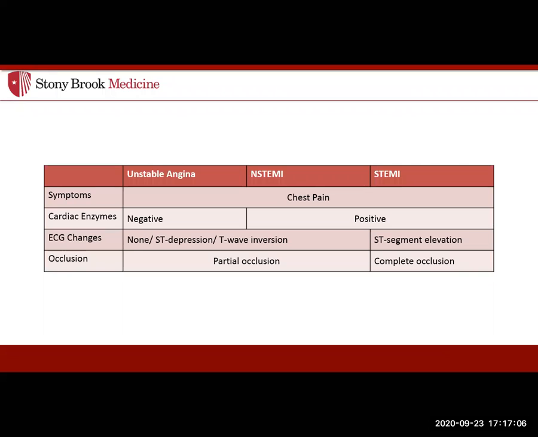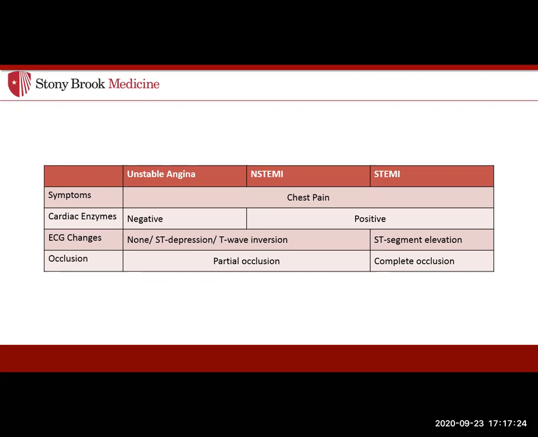So just to wrap up the different types of acute coronary syndromes in a chart, you do see chest pain in all of these syndromes, but the main difference is seen in the cardiac markers and EKG changes that are due to the extent of occlusion and damage that is occurring in the heart.